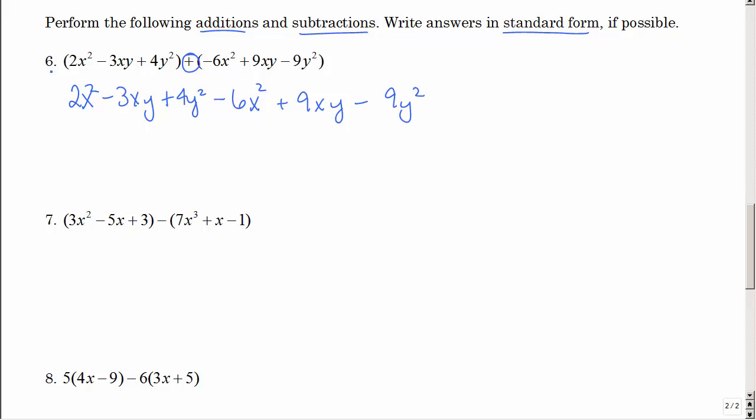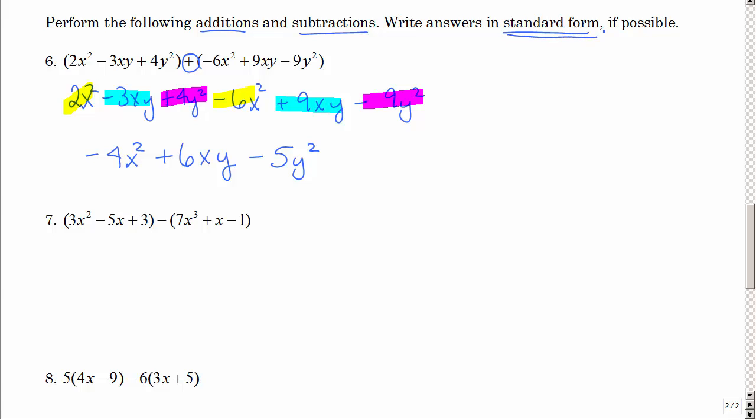Well, let's see. Do I have any? I have 2x squared and a negative 6x squared. So that combines to negative 4x squared. Then I see a negative 3xy and a positive 9xy. So that would be plus 6xy. Then let's see what else I have. I have 4y squared and a negative 9y squared. That is negative 5y squared.